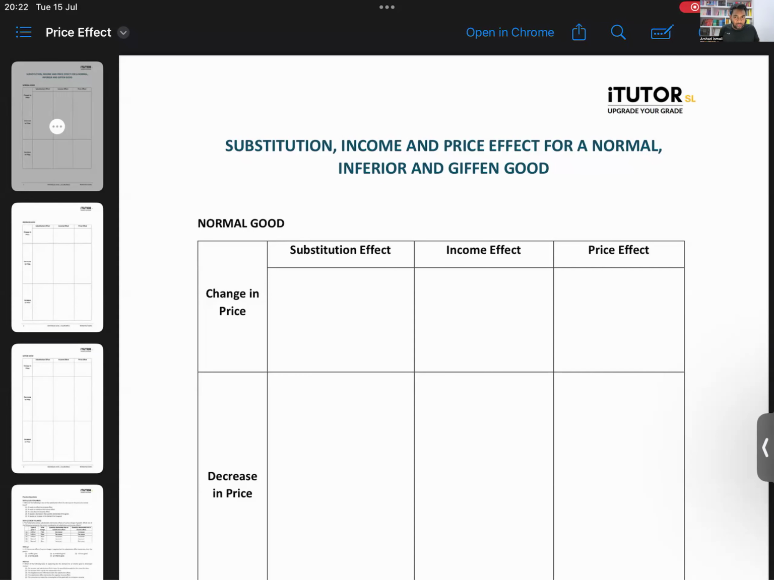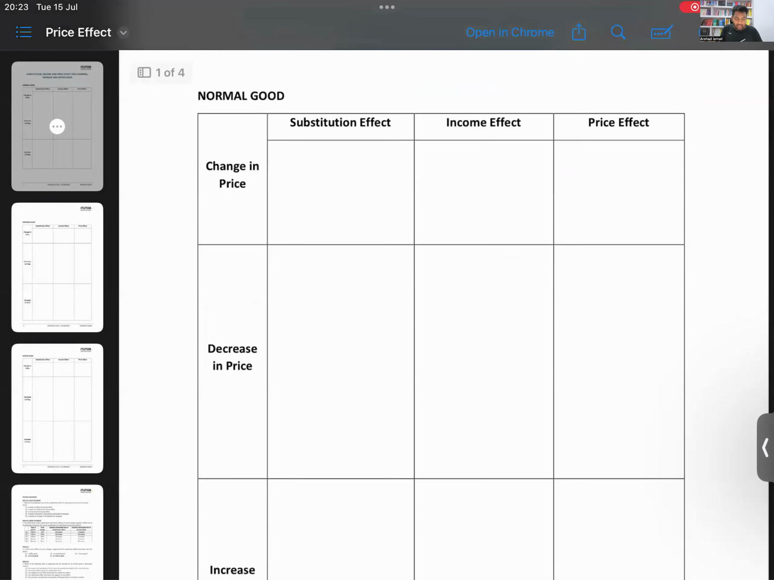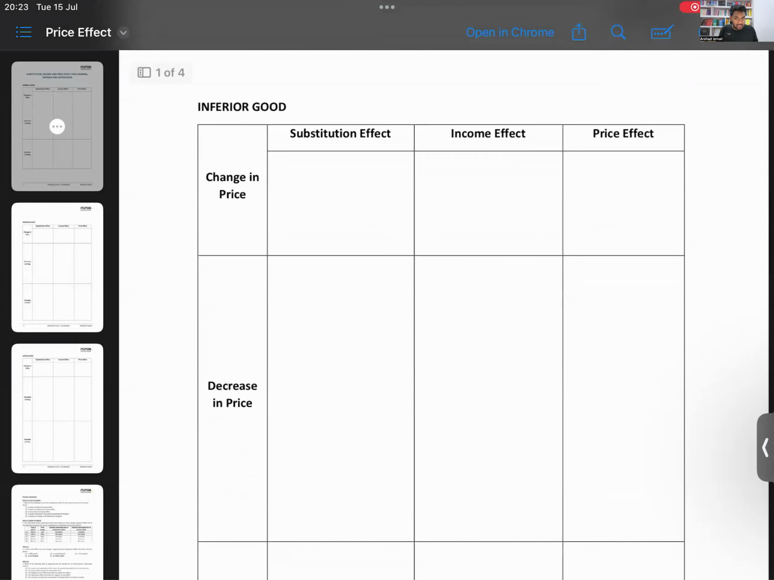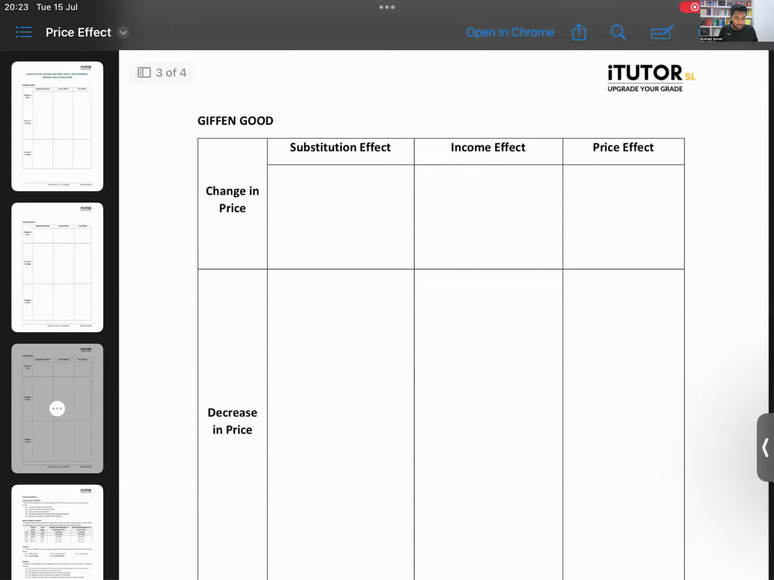So what we are going to learn now is how this substitution effect and income effect, the combination of these two, is what we call the price effect. How the income, substitution and price effect change for these different types of goods. For a normal good, how does it work? For an inferior good, how does it work? For a Giffen good, how does it work?